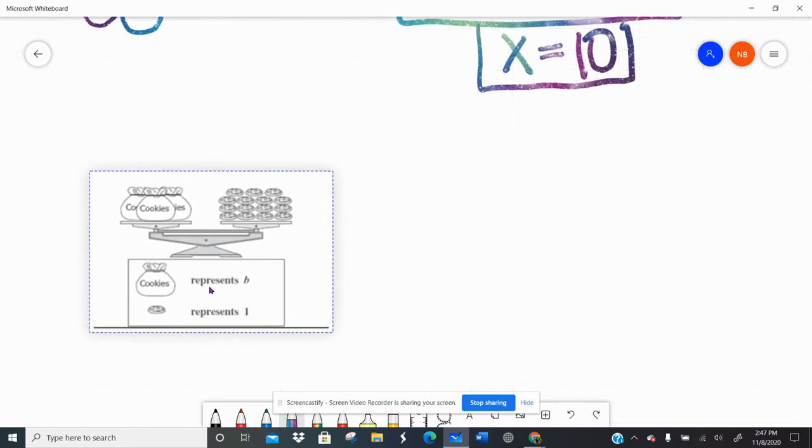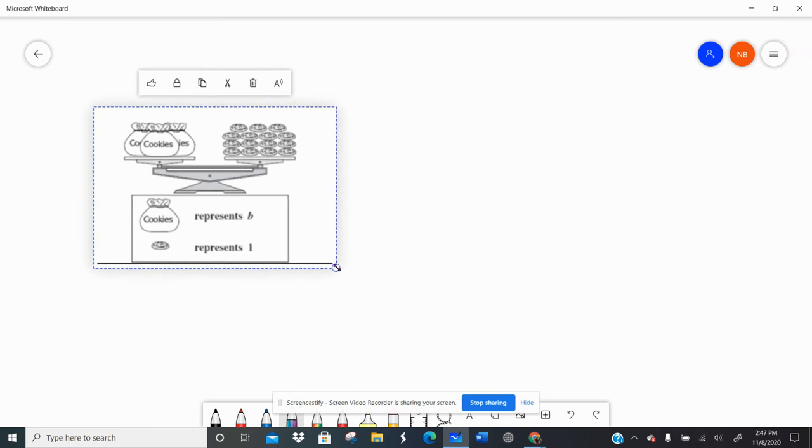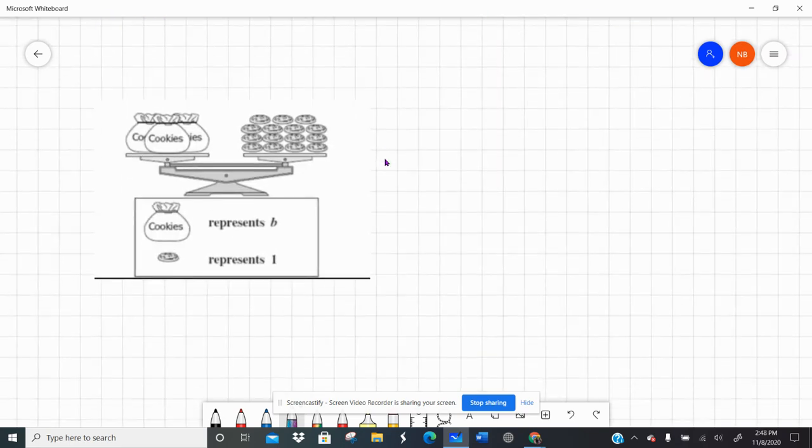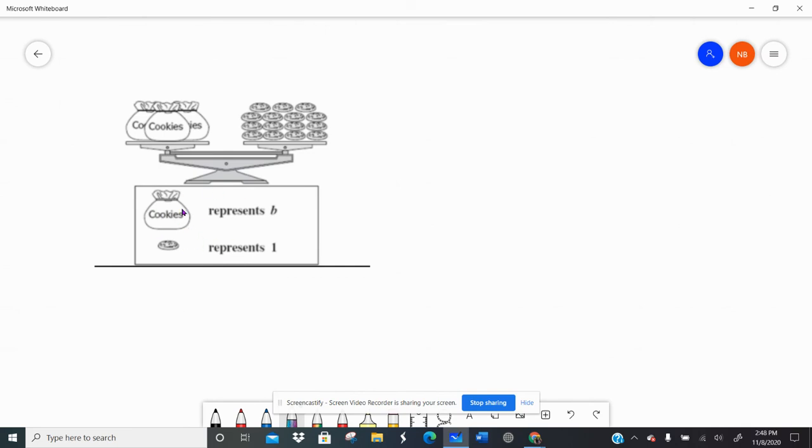Let's look at a different one, right? We've done two addition, but now let's look at what we would do with a multiplication problem. So again, we look at our key first. A bag of cookies represents the letter b. That's the variable. A cookie represents 1. So on the left-hand side of my equation, I have 3 bags of cookies. So I can write that I have 3b, 3 bags of cookies.